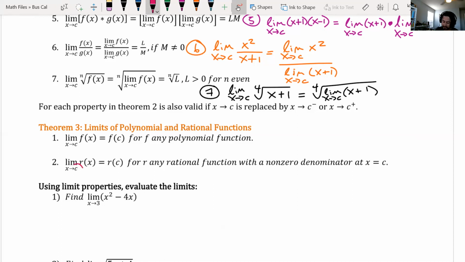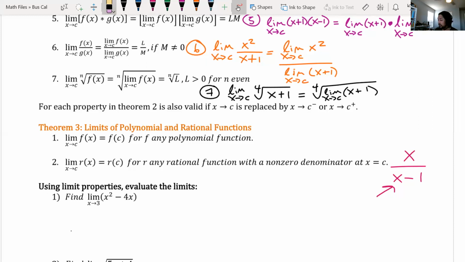Once again, take this value of c and plug it in for x. But this one has just a slight restriction on it. It says for any rational function with a non-zero denominator at x equals c. That means if we were given a fraction, which is a rational function, whatever number we plug in for x can't make the denominator 0. That's all this says. So if it makes your denominator 0, we have to go back and see how we can fix the problem. So that's all this says.